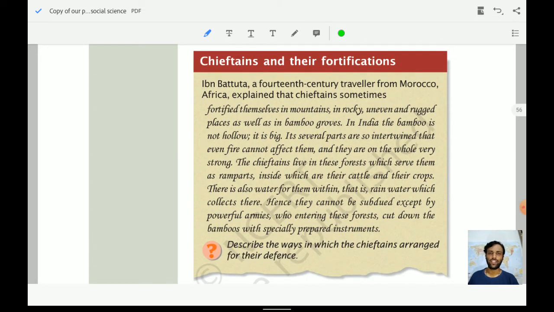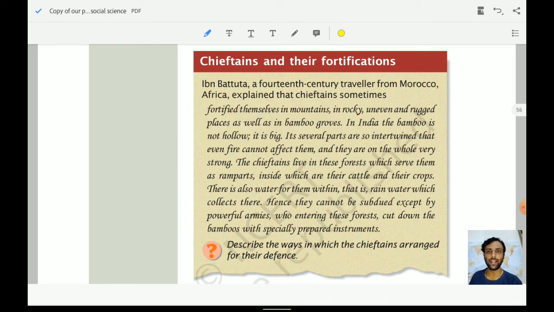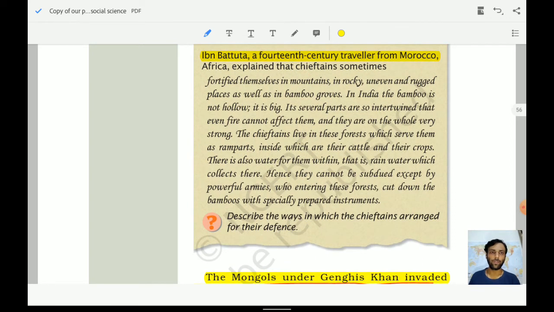Chieftains and their fortifications. Ibn Battuta, a 14th century traveler from Morocco. Remember this, sometimes a straightforward question is asked as to which country Ibn Battuta belongs to. Ibn Battuta belonged to Morocco. He explained that the chieftains sometimes fortify themselves in the mountains, in rocky, uneven, rugged places, as well as in bamboo groves. So it is talking about these chiefs, right, who used to get disconnected from the Delhi Sultanate.